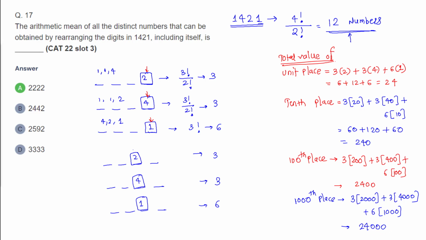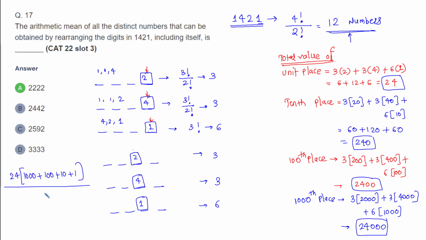So over here we need to find the average. The total value is going to be how much over here? 24,000 plus 2400 plus 240 plus 24. The total value is going to be, if we take 24 common, 1000 plus 100 plus 10 plus 1, divided by the number of terms. Total there are 12 numbers, so we need to divide it by 12. So the answer of this question is going to be 2 into 1111, that is 4 times 2 is the answer of this question. That is option A over here.